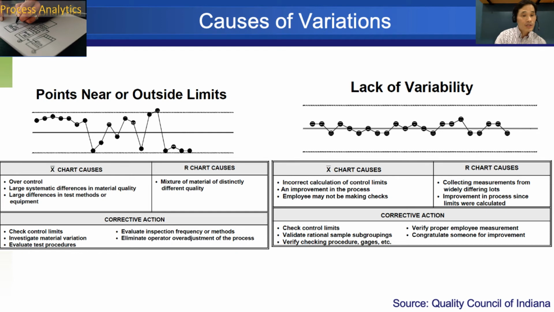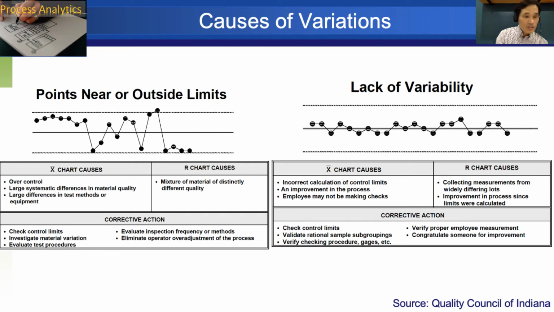And large systematic differences in material quality may be a cause of that again. And large differences in test methods or equipment could be another reason. In a range chart, if this is happening, it might be because of a mixture of material or distinctly different quality.